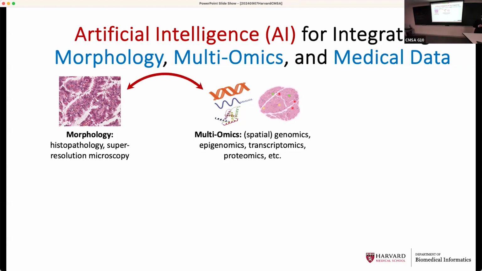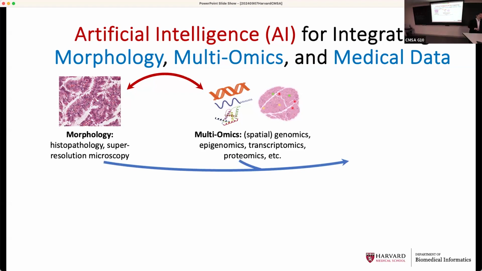And here we use weakly supervised machine learning to connect these two types of data. For example, we can use morphology as the input, and build a machine learning model to predict important multi-omics alterations. And we can also do this in another way, where we build a model taking multi-omics, the molecular data, as the input, as the predictive features, to predict important morphologies we are expected to see under the microscope.